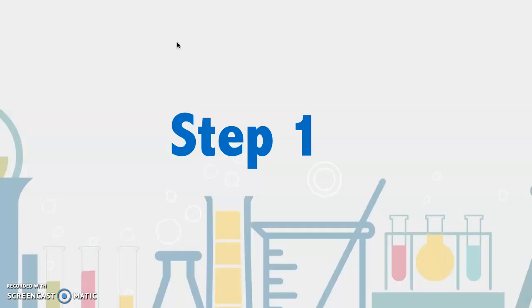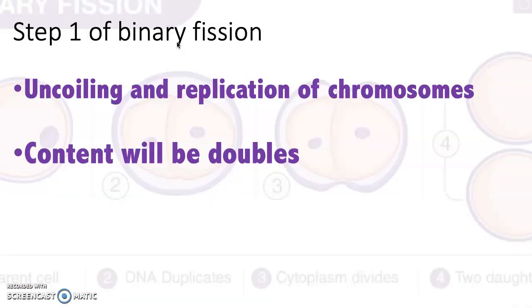Now, let's jump into the different phases of binary fission, starting with step 1. Step 1 of binary fission is simple. The bacterium will uncoil and the chromosomes will then replicate. This means that the content will be doubled, as seen in the picture included in this slide.